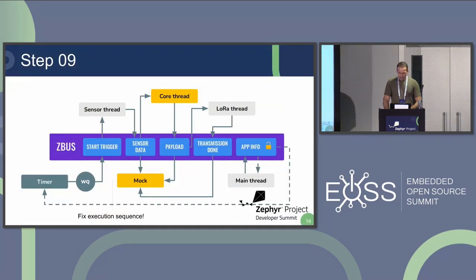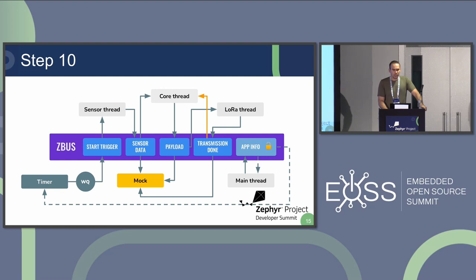Okay? And the last step, we are going to make a loop. I said during my presentation that you must avoid loops on the bus diagram, because if you take a look here, the core will publish to the payload, the LoRa will publish to the transmission done, and transmission done will, oh, sorry, there is a loop here. When you have arrow crossing, sometimes it's a loop, or you can see a loop explicitly there. I put that in orange just to say to you, but it doesn't need to be orange, right?